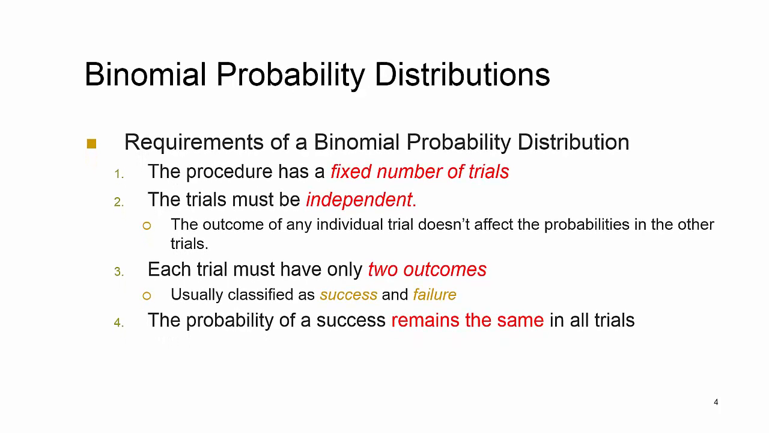Here are the requirements of a binomial probability distribution. First, the procedure has to have a fixed number of trials. The trials must be independent. That means that the outcomes of any individual trial cannot affect the probabilities in the other trials that occur. Also, each trial must only have two outcomes. These outcomes are classified as a success and failure. The probability of a success remains the same in all trials.